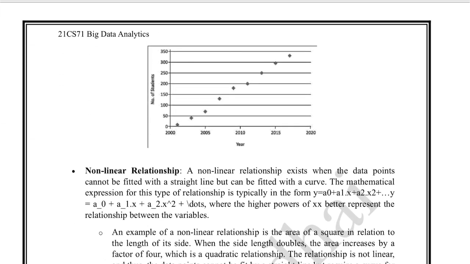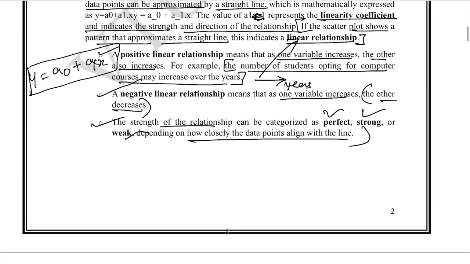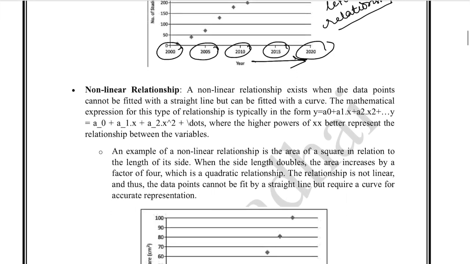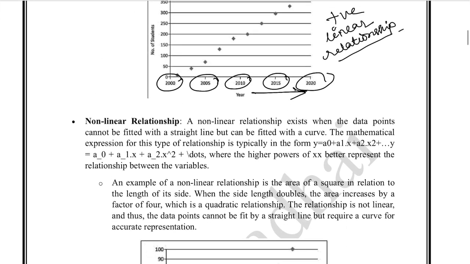See, and this is the graph of the students. For example, the years keep on increasing: 2000, 2005, 2010, 2015, 2020. The number of students is also increasing. So this is nothing but your positive linear relationship. Okay, this is done. Now next you have the nonlinear relationship.